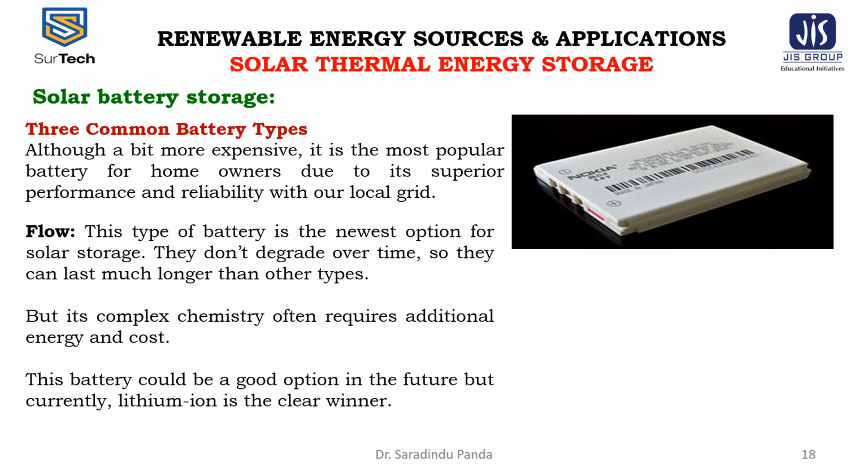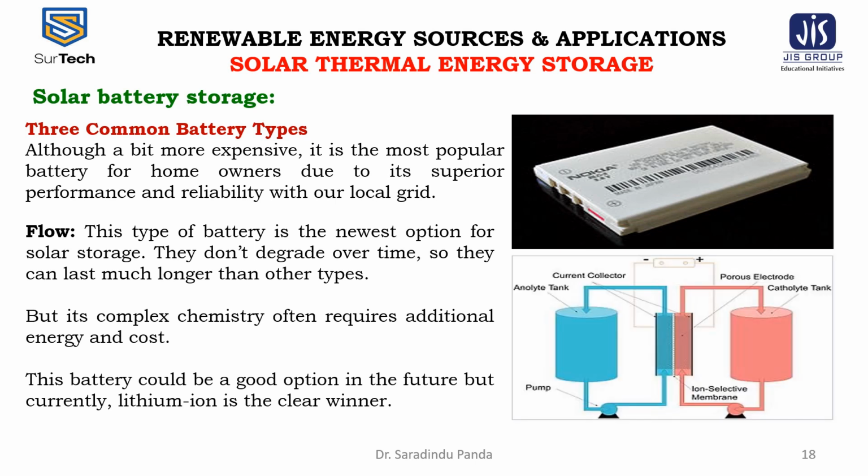The third one is the flow battery. This type of battery is the newest option for solar storage. They don't degrade over time, so they can last much longer than the other types of batteries. But its complex chemistry often requires additional energy and cost, which is shown in the figure. This battery could be a good option in the future, but currently the lithium ion is the clear winner in the market.